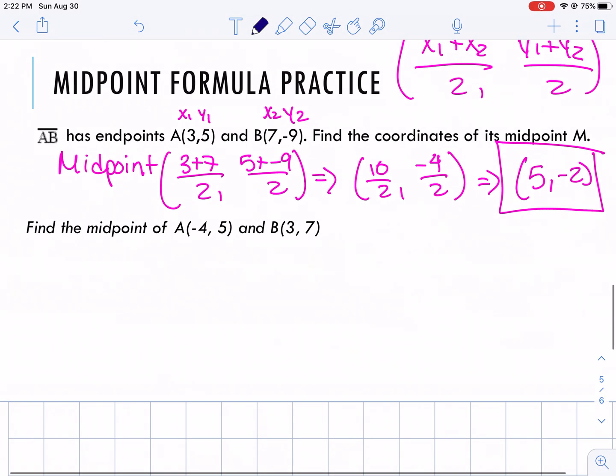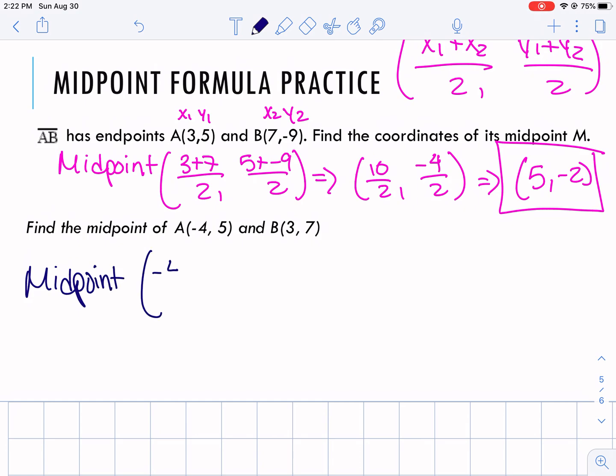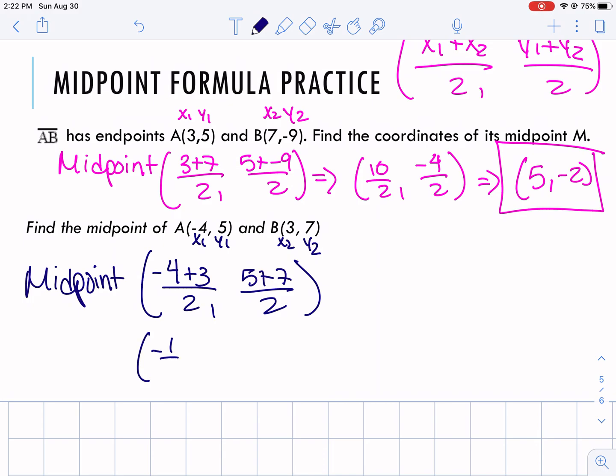Or let's do this example. x1, y1, x2, y2. I still like to label. So -4 plus 3, so I'm adding my x's, and 5 plus 7 divided by 2. Well, -4 plus 3 is -1, and 5 plus 7 is 12. If you look at this here, -1/2, I don't want to write it as a decimal. I want you to leave it as a fraction. So -1/2, and then 12 divided by 2 is 6. That would be the midpoint.